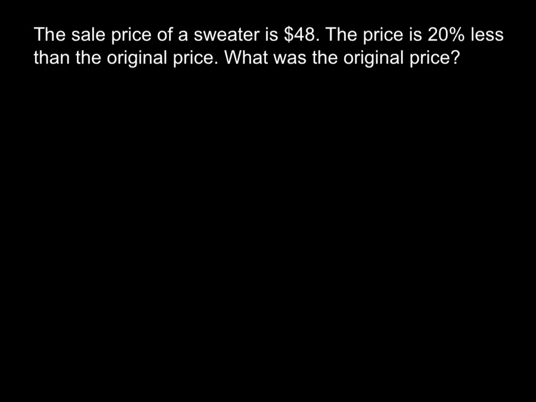So, the sale price of a sweater. This sweater costs us $48. Okay, the price is 20% less than the original price. Now remember, when we do percents, I do it per 100. So this 20% actually should be written as 20 over 100. Okay, so first my step is going to be to find out what 20% of $48 is. How I find that is I multiply 48 times 20 over 100.